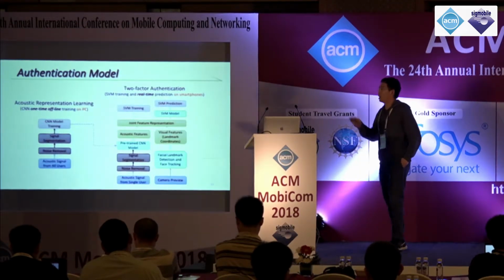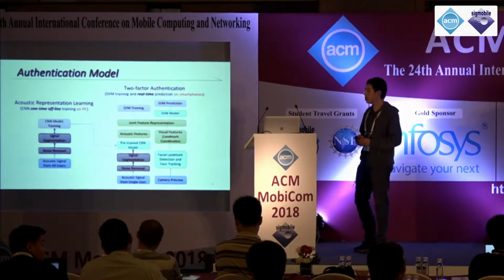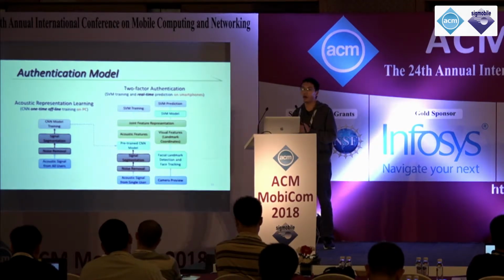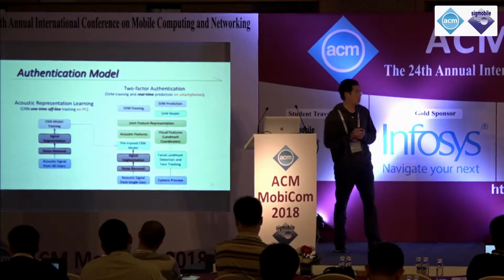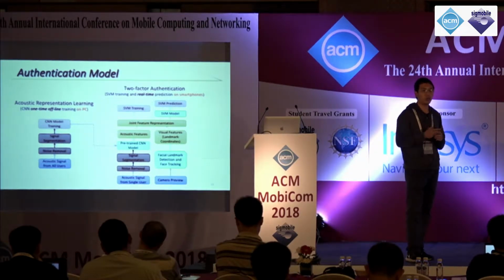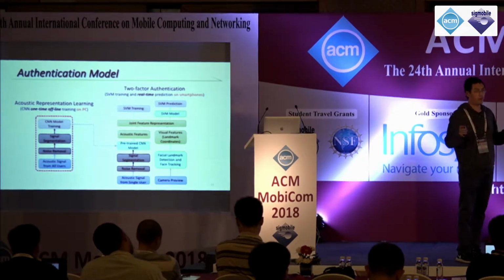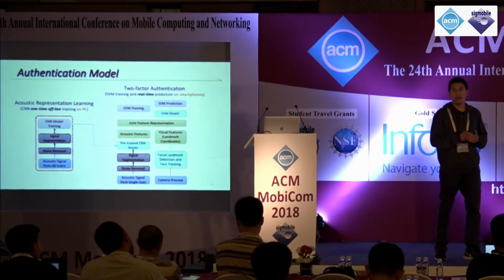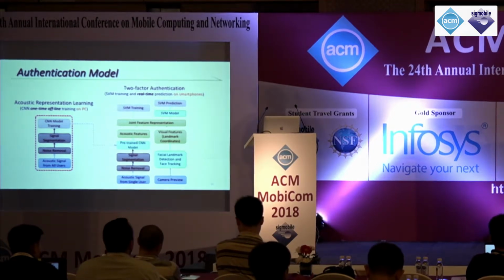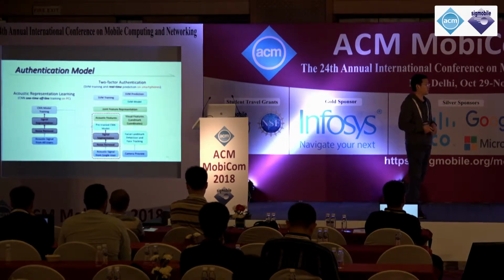So this slide shows the authentication model of our design. Actually, it has two components. One is the acoustic representation learning, which is the one-time offline CNN training on PC. And the other part is the two-factor authentication, which runs on our smartphones. So we take all the data, that's a big data set we collect from 50 users, and we train our CNN offline. Then we just freeze this model and deploy it on the mobile side.